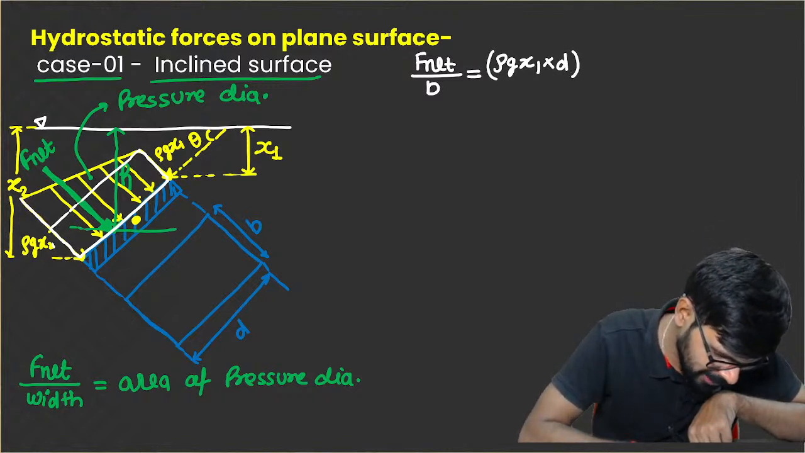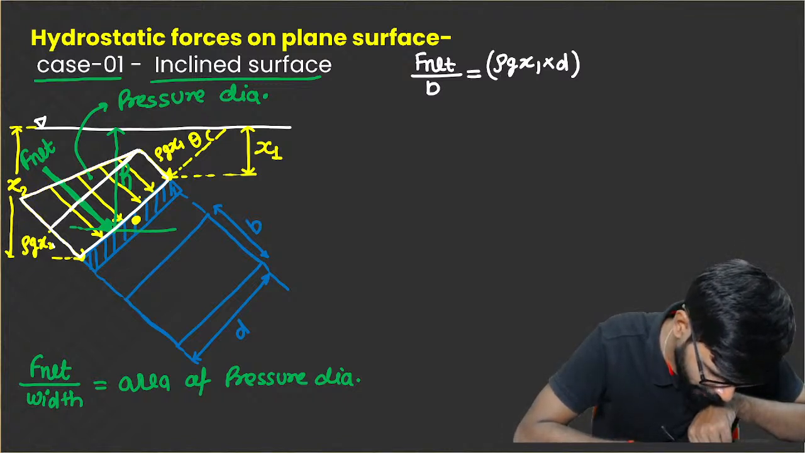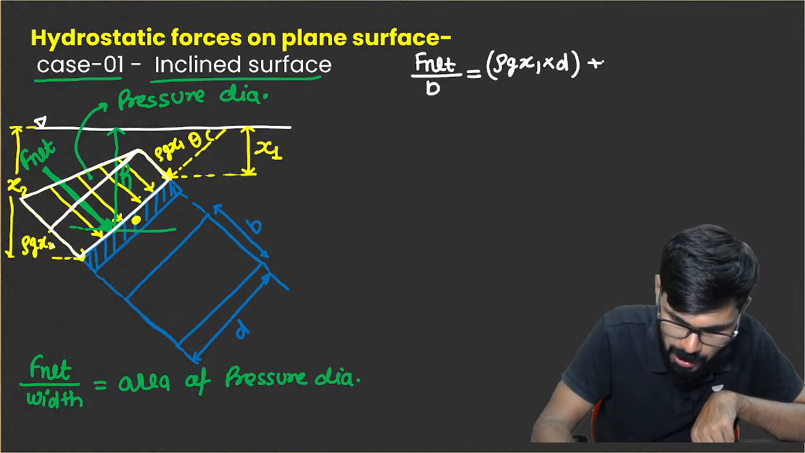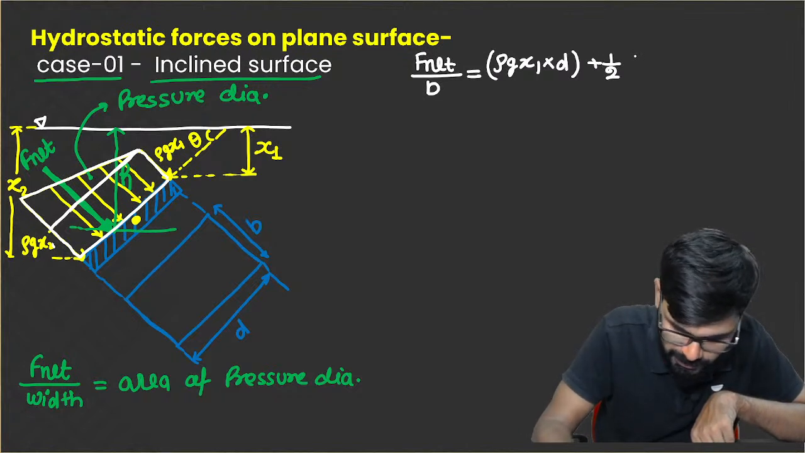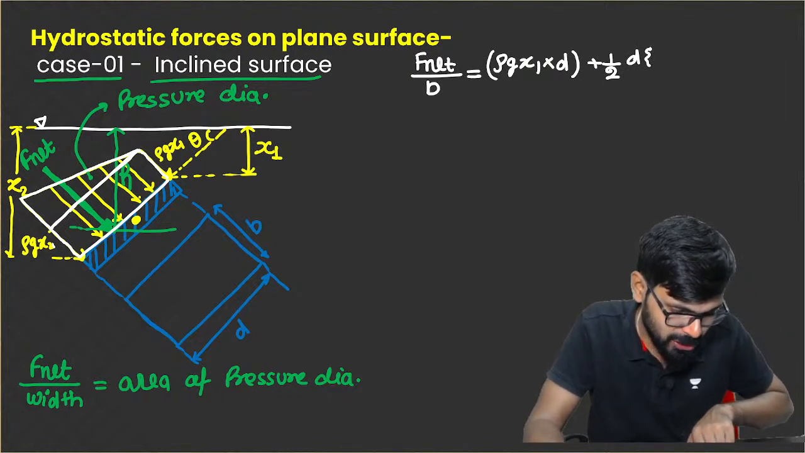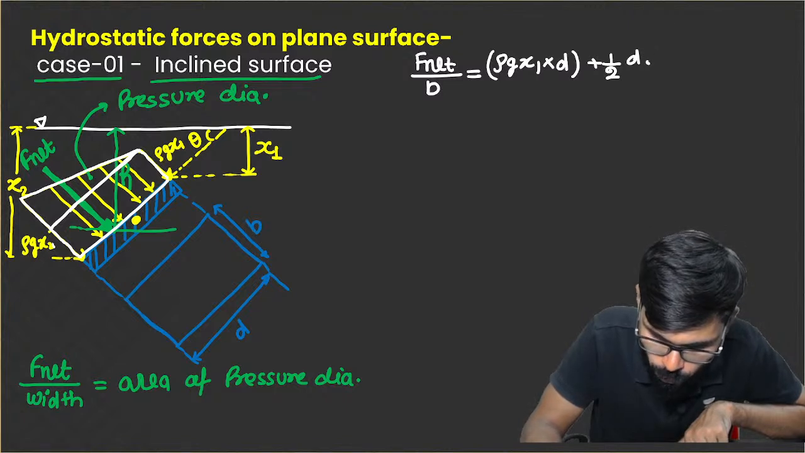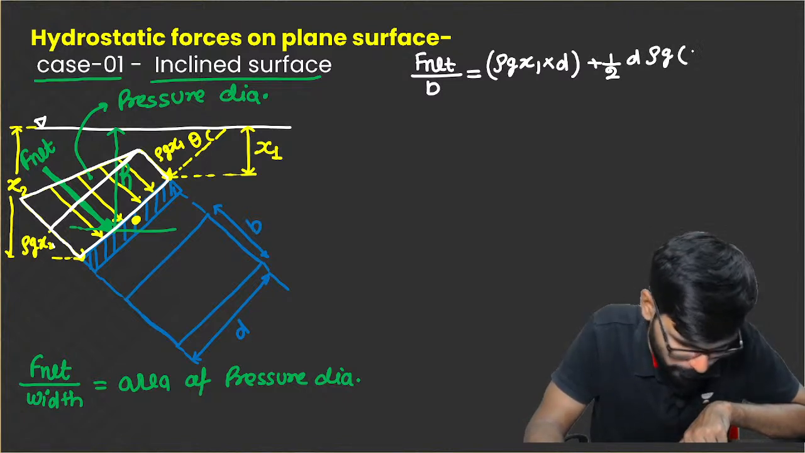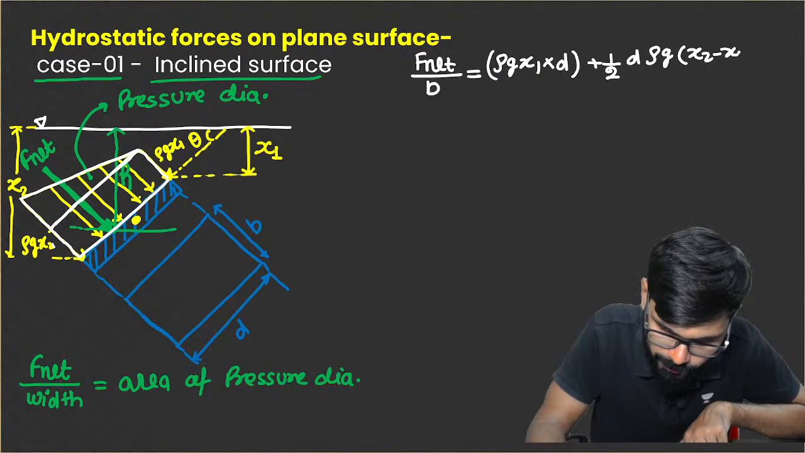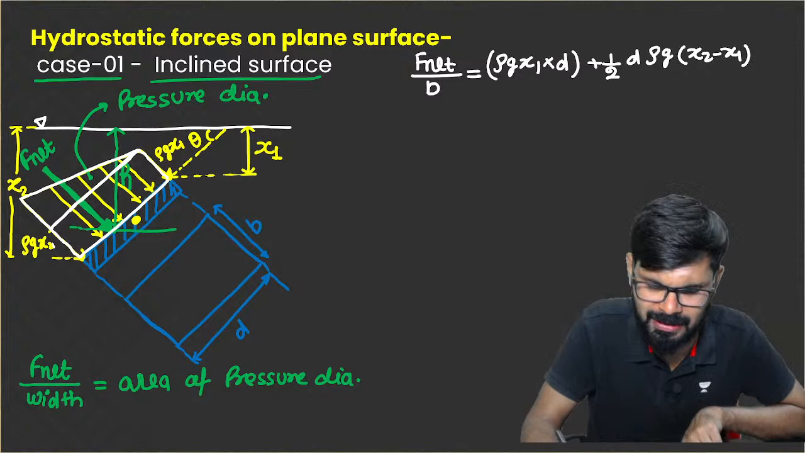Then what is remaining? This triangle. This triangle is remaining, right? So this triangle area will come as half base into height. Base is d. Height value will be rho g x2 minus rho g x1. So I can write here rho g (x2 minus x1). Is it clear? Clear? Okay.